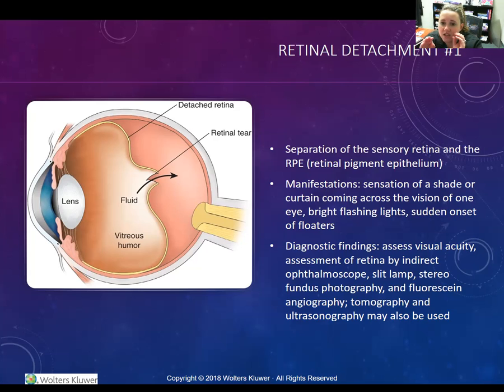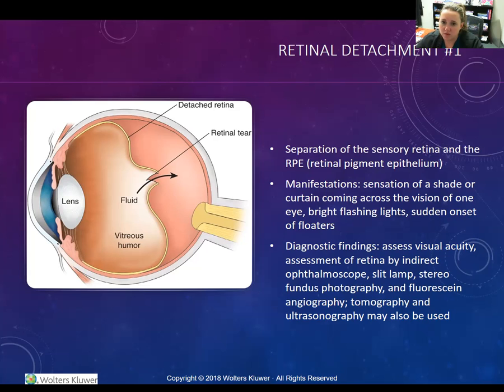Bright flashing lights or sudden onset floaters. Every once in a while you may see maybe 1 or 2 floaters, but this is going to be like floaters everywhere, to the point where it's totally obstructing your vision. So this is a medical emergency. We always tell patients, if you ever have this, contact your ophthalmologist right away. Some people will come to the ER for this too, and then they'll contact ophthalmology to get them seen. For diagnostic findings, we're going to assess the visual acuity and the retina using the ophthalmoscope and the slit lamp.